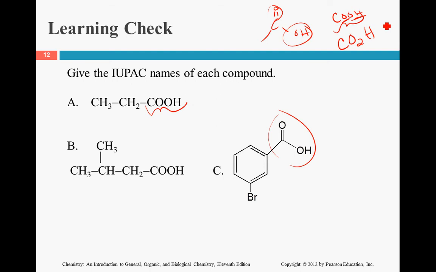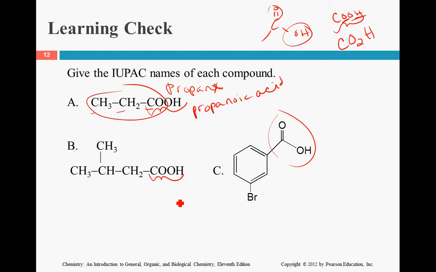So let's try naming these. So we know we have a carboxylic acid here because it says COOH. We have 1, 2, 3 carbons. Ordinarily that would be propane. Because it's a carboxylic acid, we lose the E and we change it to propanoic acid. Now we go back and we look for substituents. We do not have any additional carbons outside of those mentioned, so we're good.